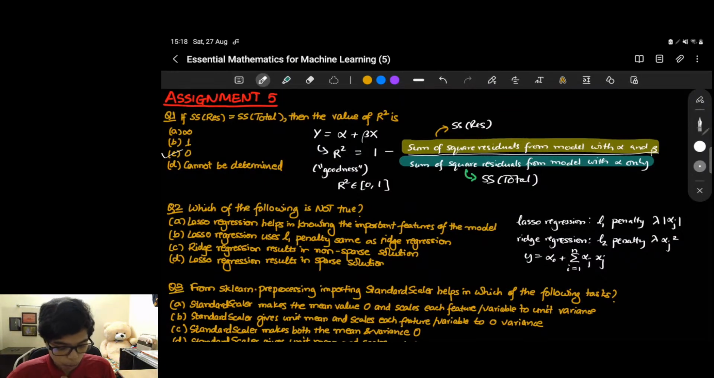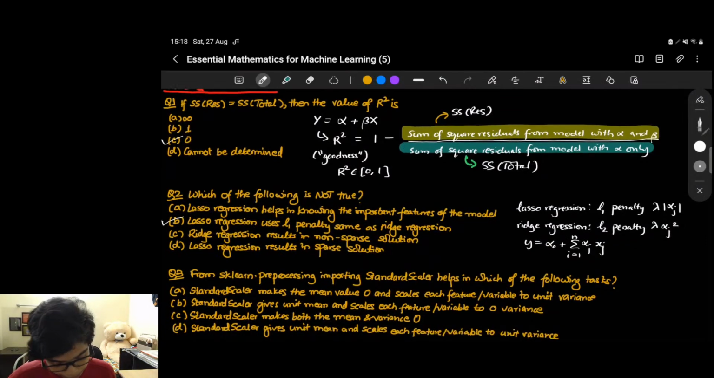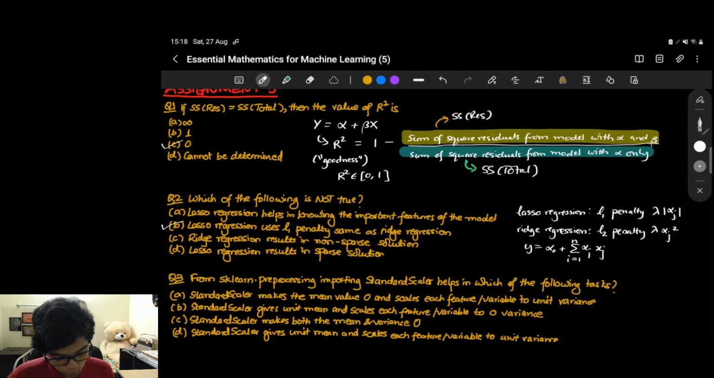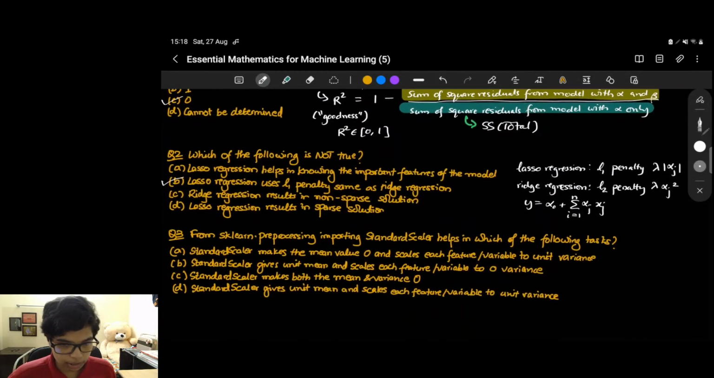Now this is wrong. Why? Because Lasso regression indeed uses the L1 penalty, but ridge regression does not use the L1 penalty. Ridge regression uses the L2 penalty. So it is not the same. Lasso regression and ridge regression do not use the same penalty. And then, ridge regression results in a non-sparse solution. That is true, because Lasso regression is the one which results in the sparse solution.